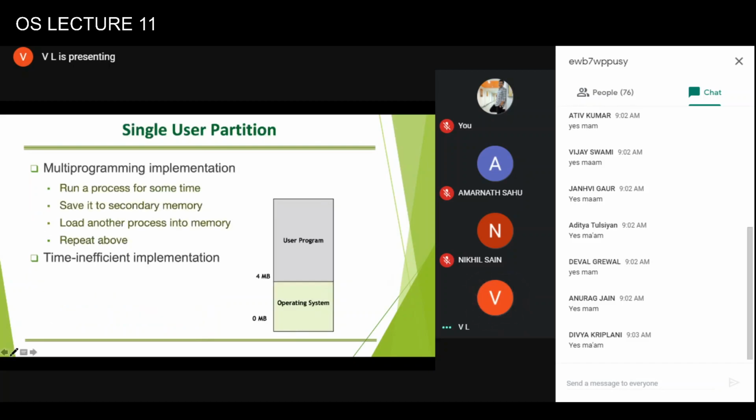Okay. So one thing is, you are using one partition, which is meant for the user, a single user partition. One of the ways to ensure that this same partition can be shared across different processes could be that you load one process, run it for some time, then save it to the hard disk, then load another process into the memory, run it for some time, then send it back to the hard disk and continue this cycle. The problem in this particular case is that loading data from secondary memory to primary memory and saving it back would require a lot of time. So this particular implementation is not time efficient.